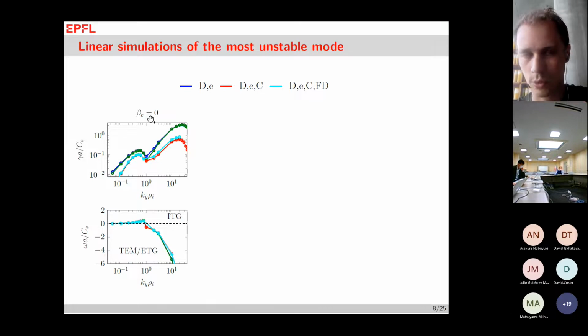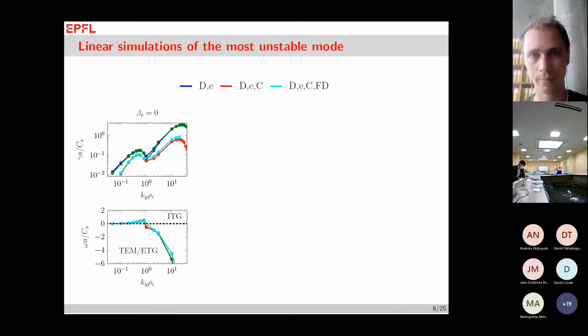First, we take beta equals 0, meaning that this is an electrostatic simulation. And we consider, to begin with, only two species. So we have deuterium and kinetic electrons. This gives us then the blue line here. You can see behind this green line. And if we look at the frequencies, we have a slight positive component here, meaning that the modes are of ETG type, before transiting to negative frequencies, which means that these are TEM, or at larger scales, we have ETG type modes.